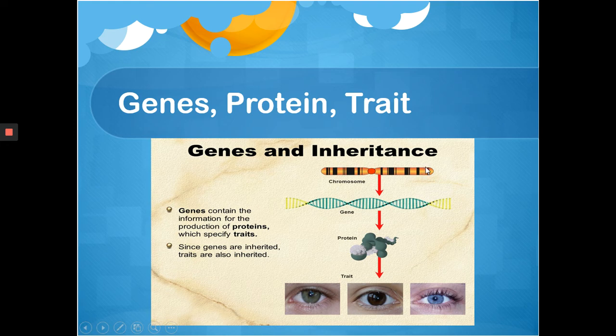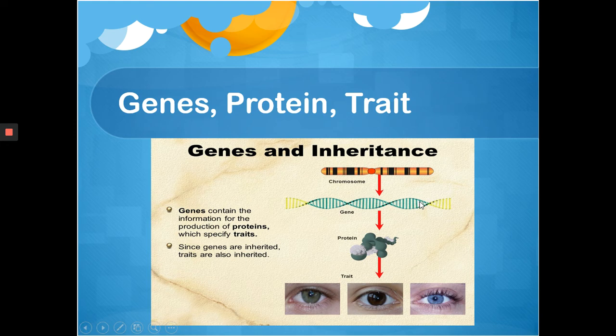So moving on to genes and proteins and how they actually form a trait. Again, like I said, eye color is not a single gene trait, but this is just an example. So here is the specific gene on the chromosome. That's what it would look like as a section of DNA.